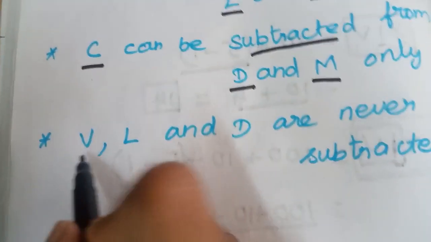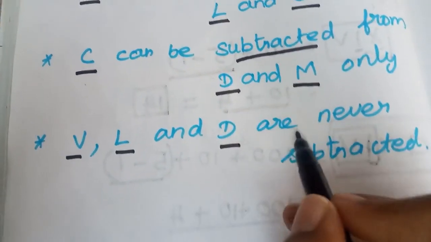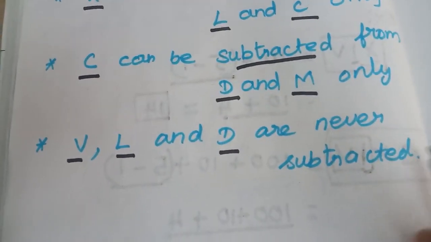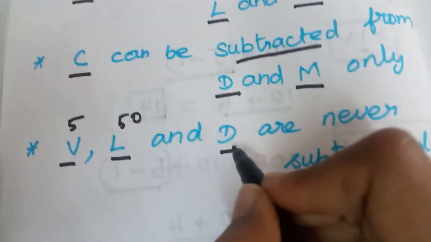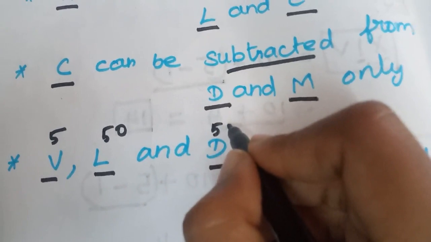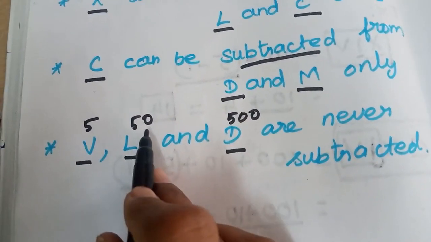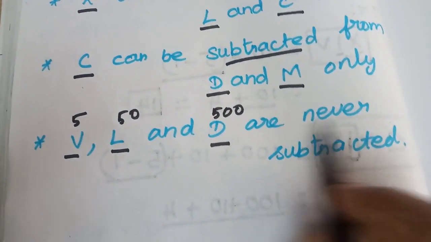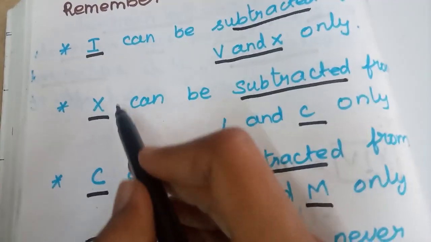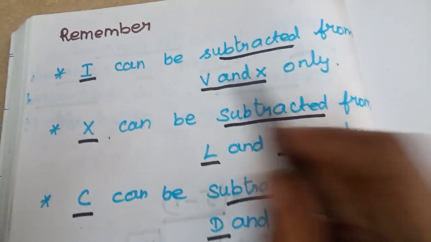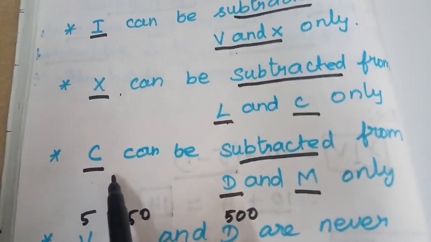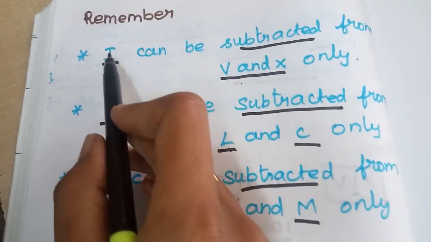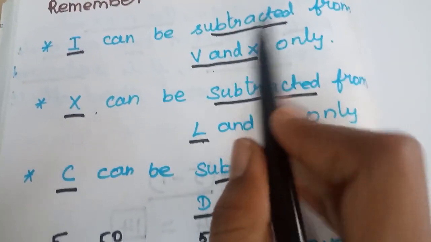The last ones: V, L, D, never subtract. Never subtract means V is a 5, L is a 50, and the next one is D, 500. So 5, 50, 500: never subtract from other numerals. Only subtract X, I, C. From X means L, C; I means V and X; C means D and M. So these Romans are subtracted from the given Romans alone.